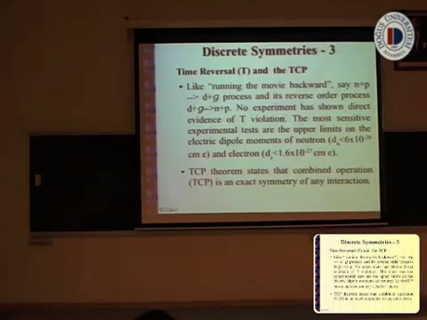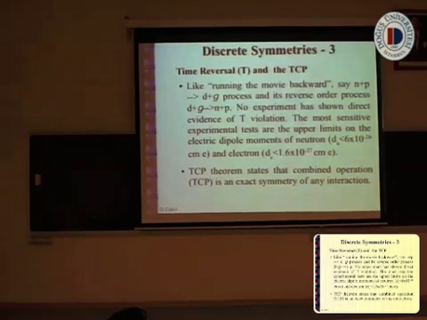Maybe we can consider this process, for example, neutron plus proton goes to D plus G, where G means gamma here. And we can reverse the order of this process: d plus g goes to n plus p, for example. And there is no evidence for the violation of the T in this case.